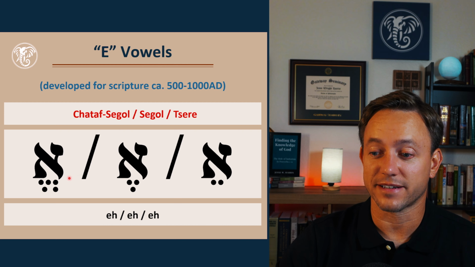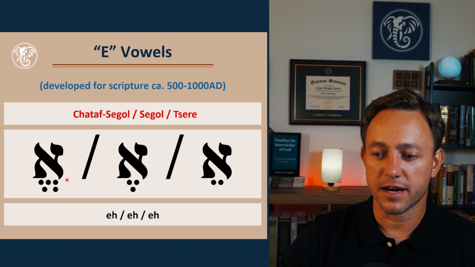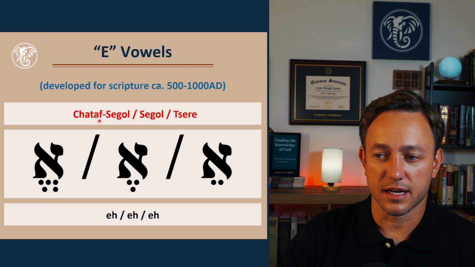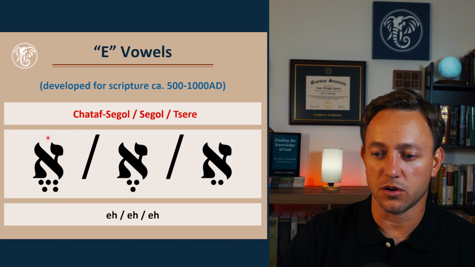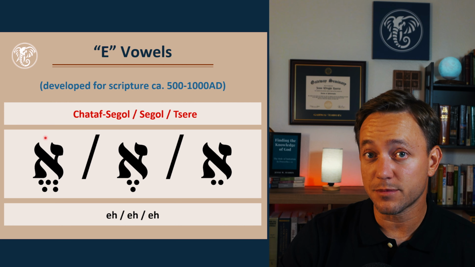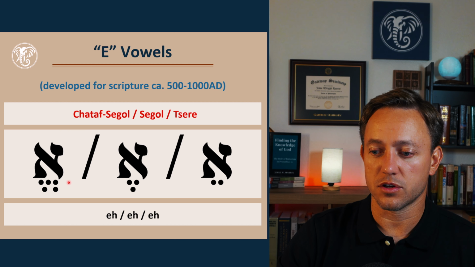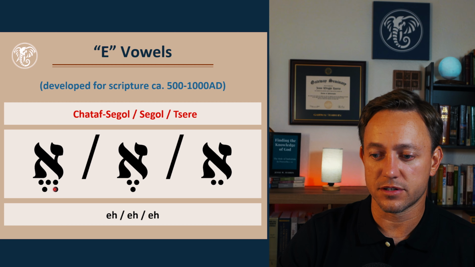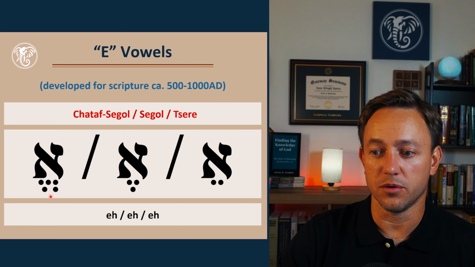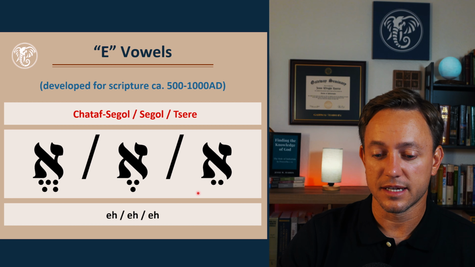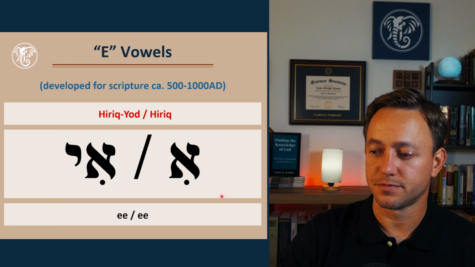But got to practice. And then finally, we have here the Chataf Segol. And if you remember, that's kind of similar to our Chataf Patach, which is our reduced form. So you have this little double dot here, and then you have your Segol, as we see here. So it's this little double dot plus our triple dot from the Segol. Okay? And so those are our three primary E-type vowels.